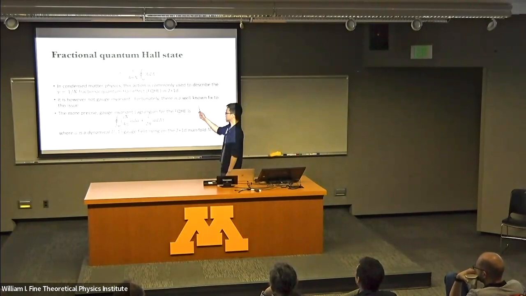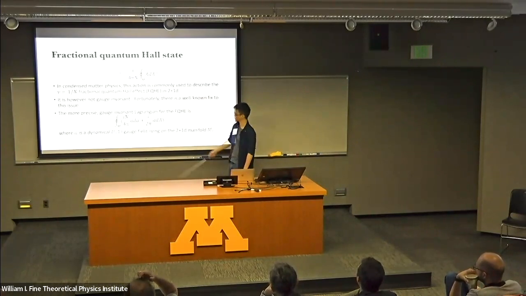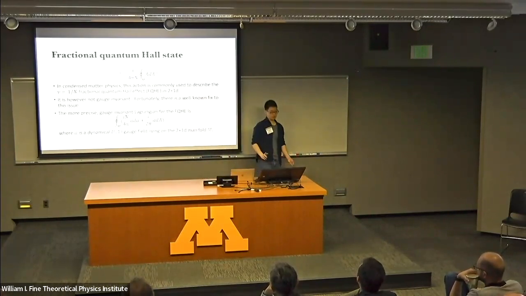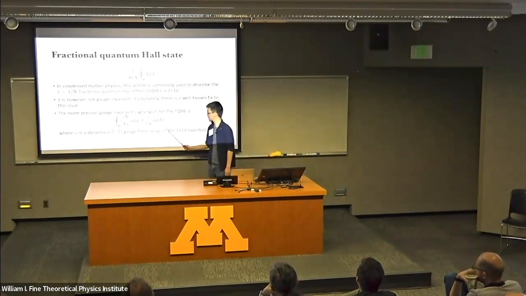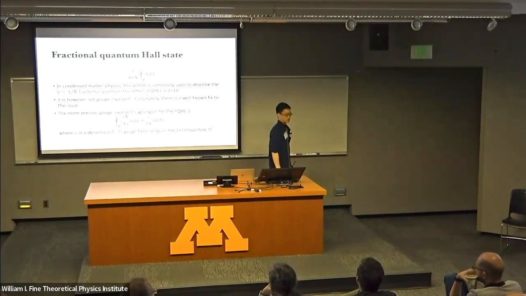So in condensed matter physics, famously, this gauge non-invariant action for the fractional quantum Hall state can be alternatively described by this more precise gauge invariant action. It's gauge invariant because every term, every coefficient, is properly quantized.